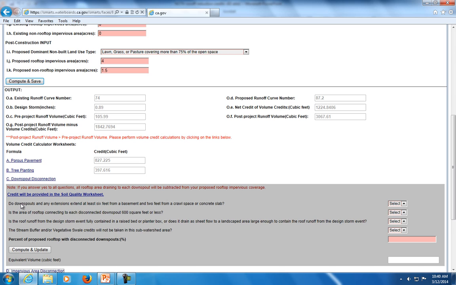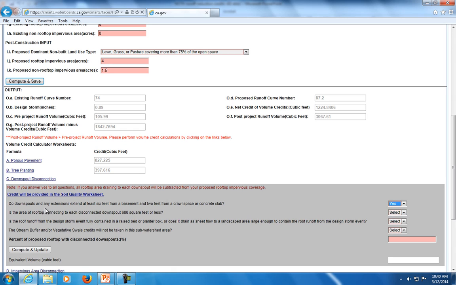So the first question is, do the downspouts and any extensions extend at least 6 feet from a basement, 2 feet from a crawl space? There are obviously some structural considerations when you're using this. We certainly don't want water ponding up around foundations, and we have a whole host of structural issues with structures. So we want to ask people, are you taking that into consideration? Are you making sure that water is draining away from a structure? So I'll select yes for that.